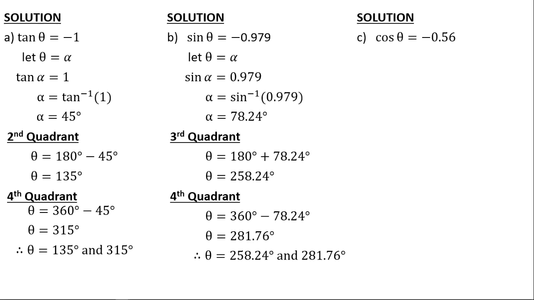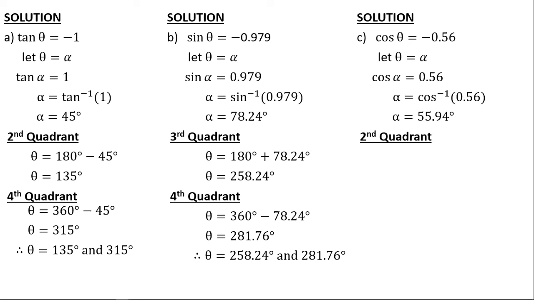Part C. Cos theta equal to negative 0.56. Cos is negative in the second and third quadrants. So we are going to say, let theta equal to alpha. Our cos alpha will be equal to, where there was that negative, replace a positive. So we are saying cos alpha equal to 0.56. Then alpha will be equal to, find the cos inverse of 0.56, which is giving us 55.94 degrees. Alpha equal to 55.94 degrees.